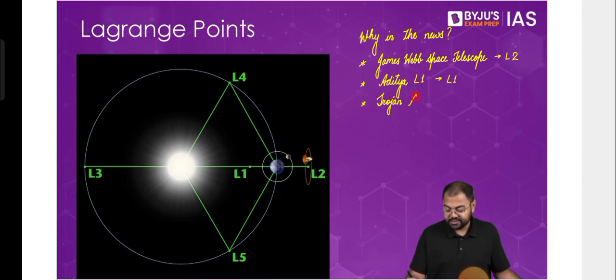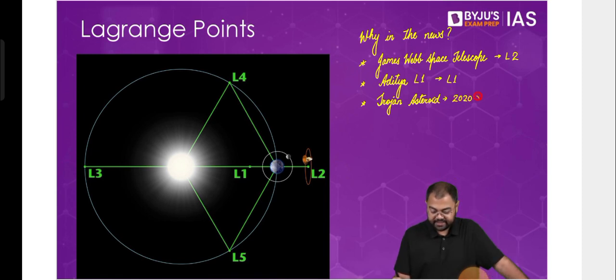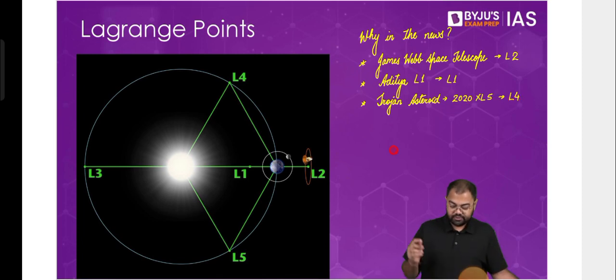Another piece of news was about something called a Trojan asteroid. We found a new Trojan asteroid at L4. The name is 2020 XL5, and this was a new discovery that happened 2 years back. There is another one, just to name it, called 2010 TK7, which is also found at L4. This was discovered almost a decade back.